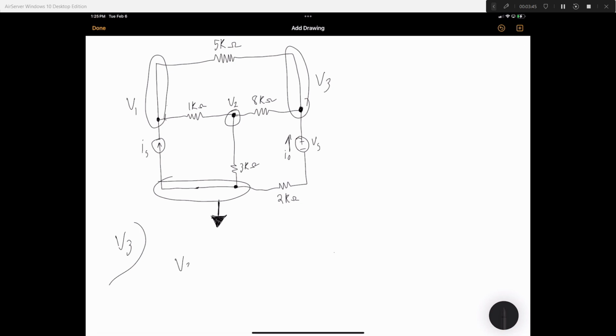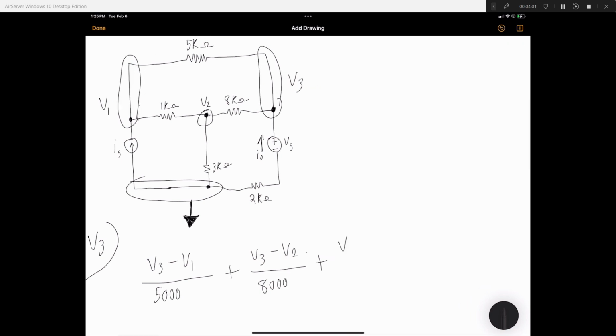Alright, so we'll start at the top resistor. We're doing V3 minus V1 divided by 5,000 plus V3 minus V2 divided by 8,000 plus V3 minus, like the other voltage sources at the nodes, minus Vs. That's tricky.